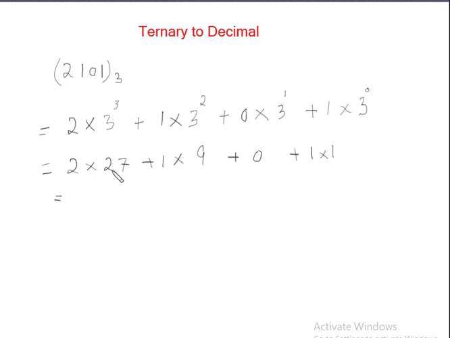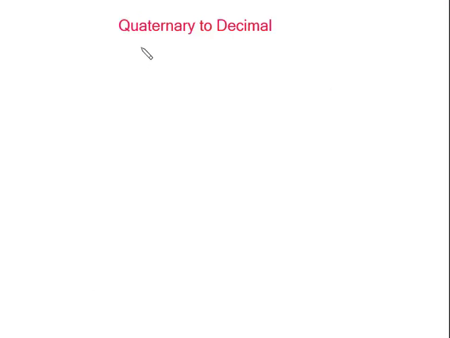So we have 2 and 2, 54, plus 9 plus 1. So we have 64. So we can write, let me change the color, 2101 to base 3 is equal to 64 in decimal number. Now let's solve quaternary to decimal.